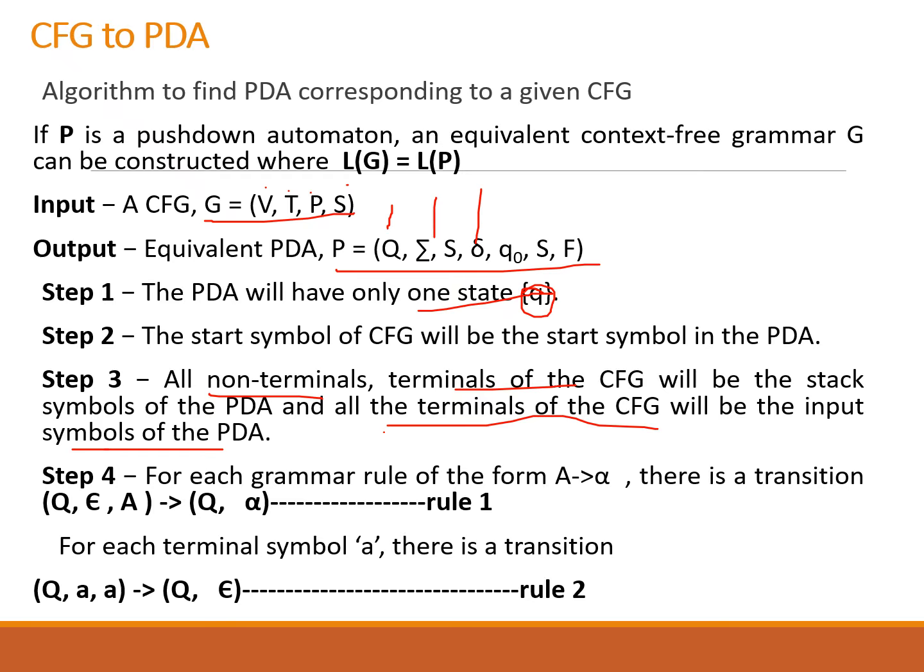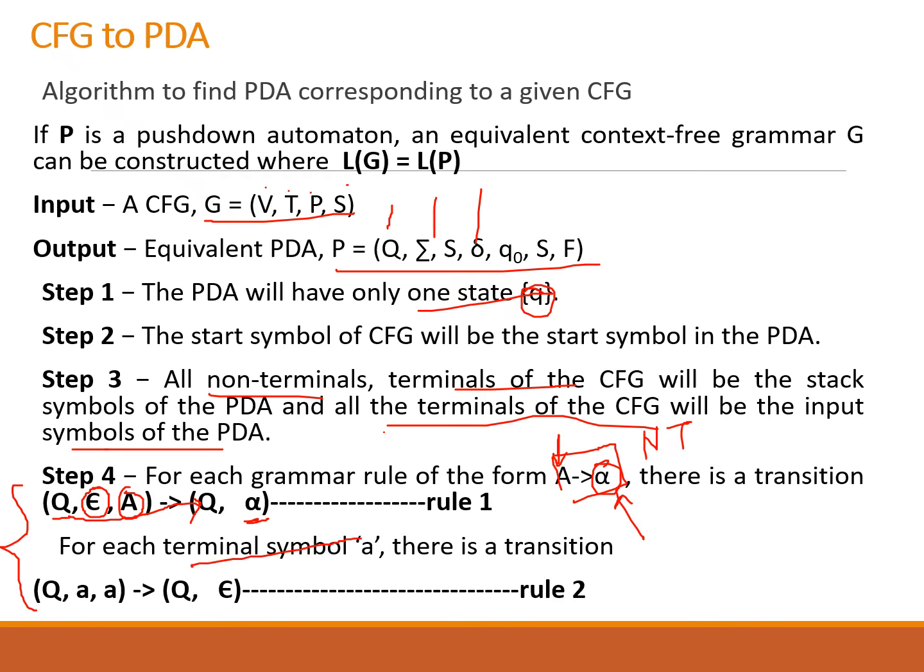Next, the set of transitions. To find the set of transitions, we have these two rules. Since we have only one state, it is Q. For all the rules of this form, or rather, for all the non-terminals which are of this form, we will write the state. And since it is the same state, the transition would go to the same state. Then we write epsilon here. This A is the non-terminal under consideration, and this gives me Q, alpha. Alpha here is the right hand side of the production.